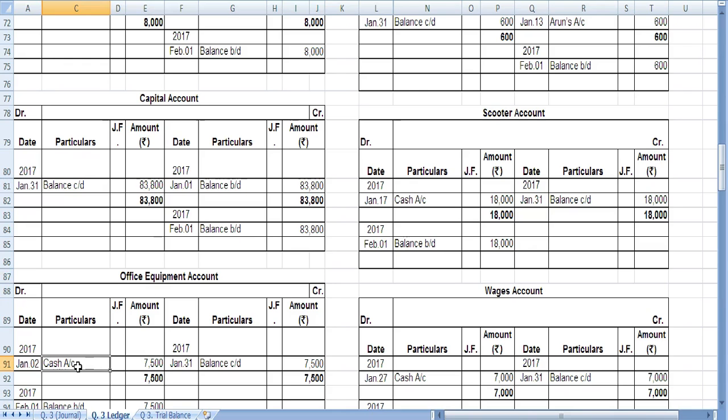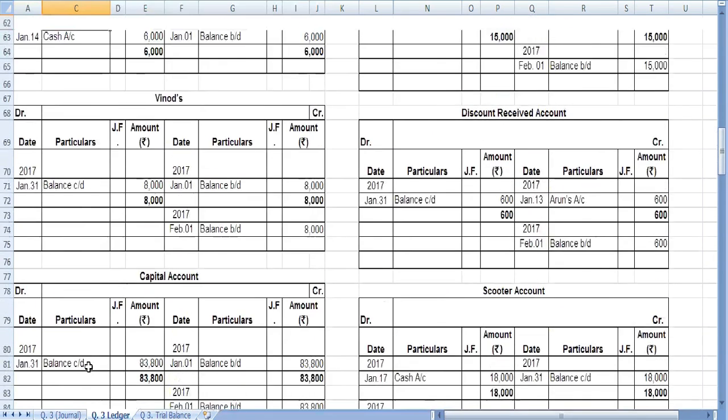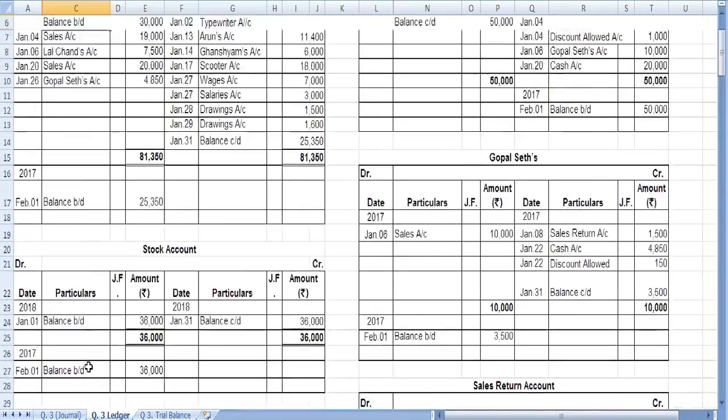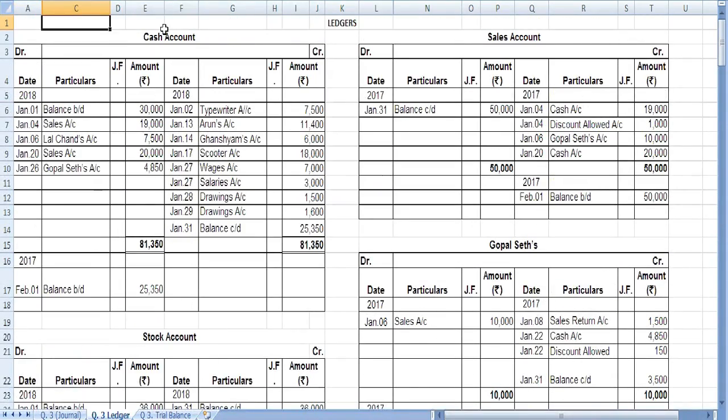Now we will go in the cash account. We will go in the cash account and we will post office equipment on the by side. Office equipment to cash. Now let us go to the cash. Okay, so cash we have here, cash by typewriter I have written here. Okay, we can write here office equipment.